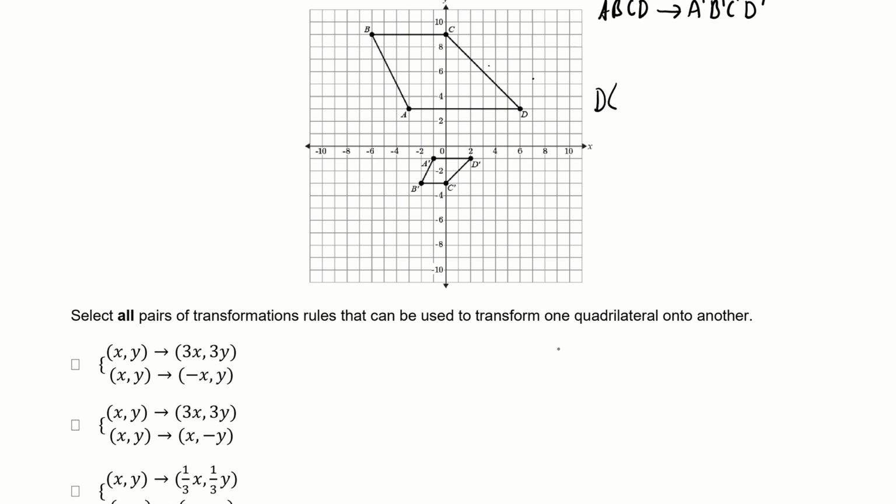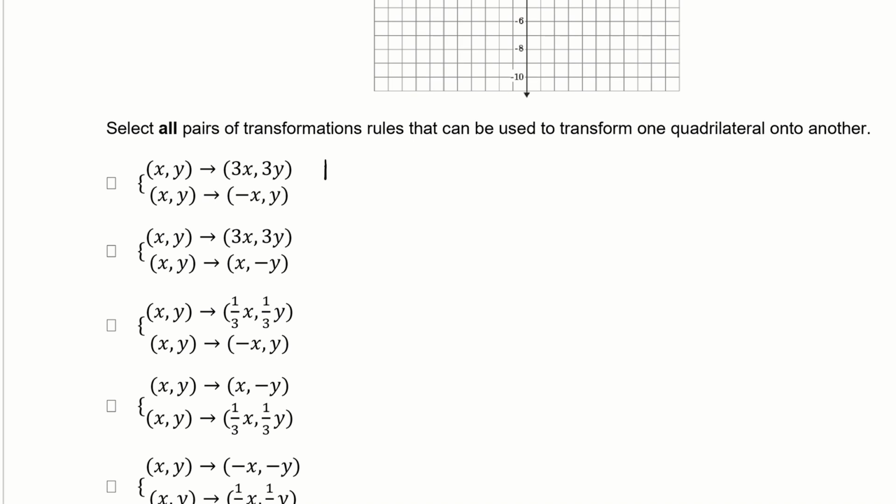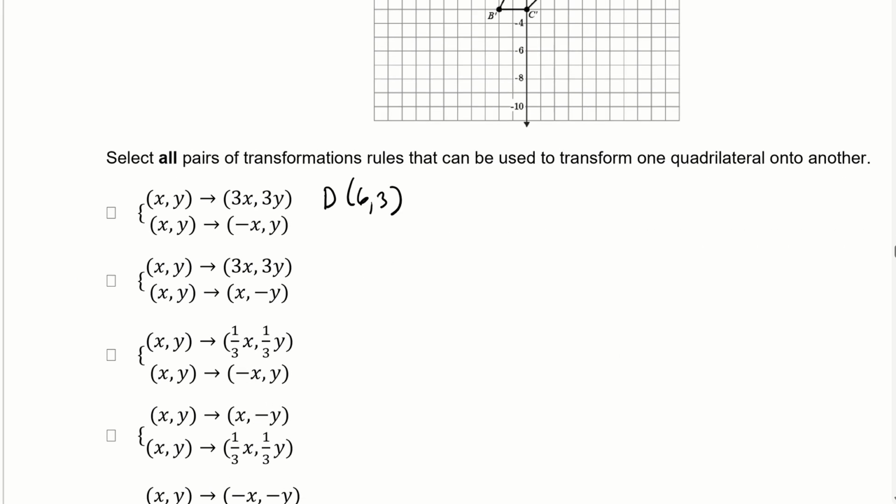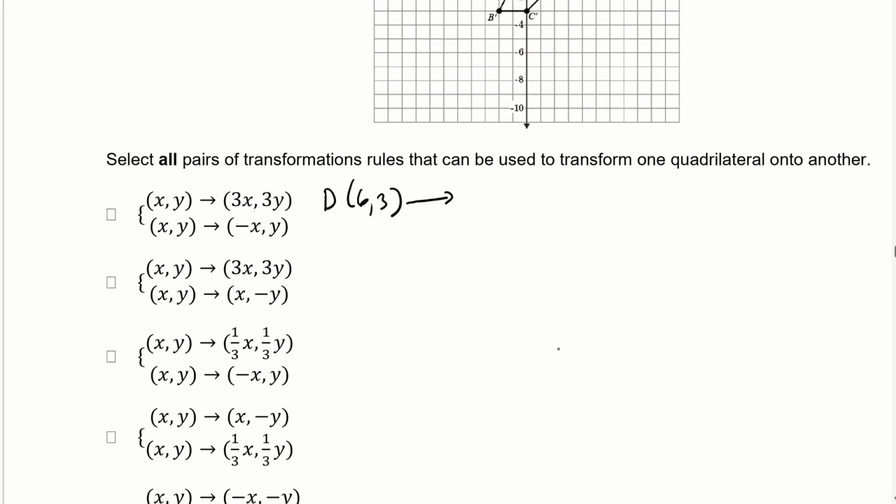D is (6, 3). If I apply this first rule, actually, let me do this down here. D is (6, 3), and if we apply that rule, (x, y) maps to (3x, 3y). This is x and this is y, so we apply that transformation: 3 times 6, 3 times 3. That gives us (18, 9).